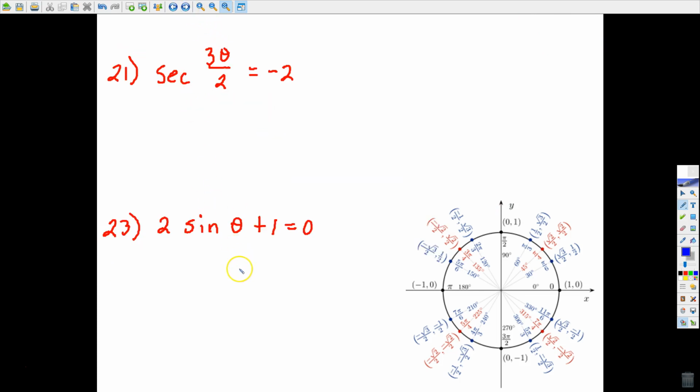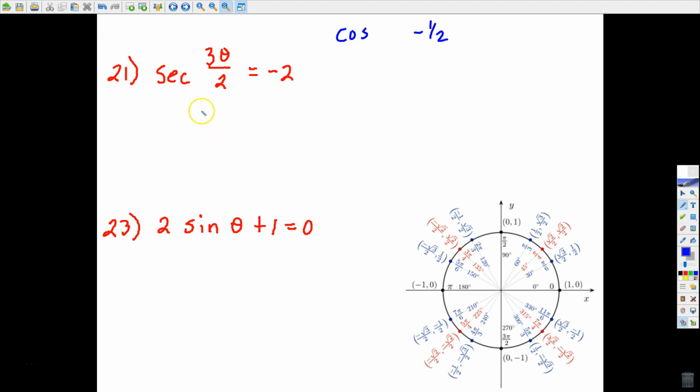Okay, so let's try one more. Number 21 was the last one that we actually worked in your notes. So let's see, secant of this is equal to -2. Well, think of it this way. Secant is the reciprocal of cosine. So if I took this -2 and flipped it over, I would have -1/2. So instead of secant -2, think cosine -1/2.